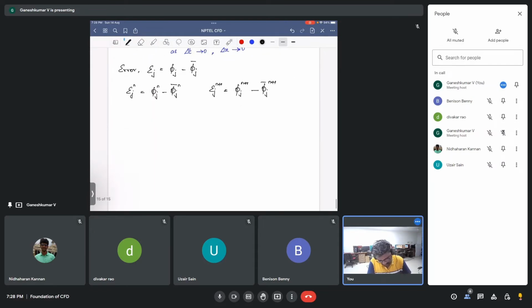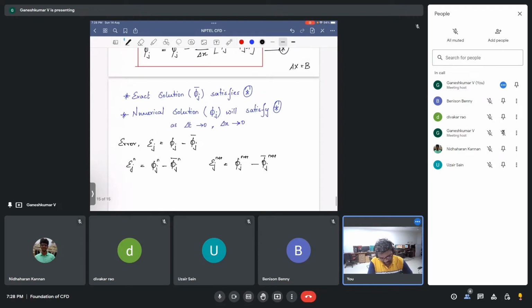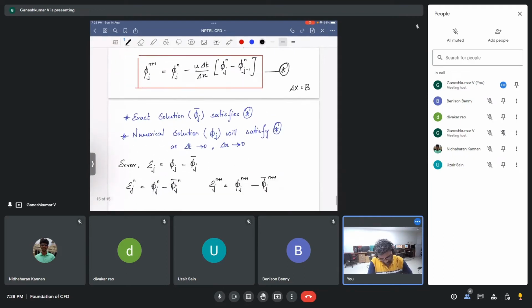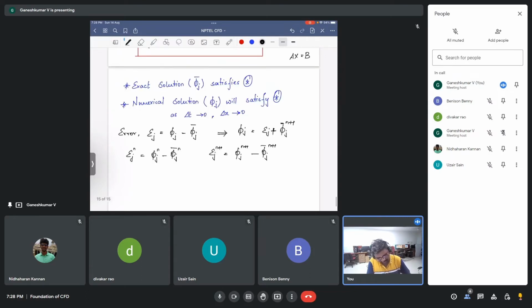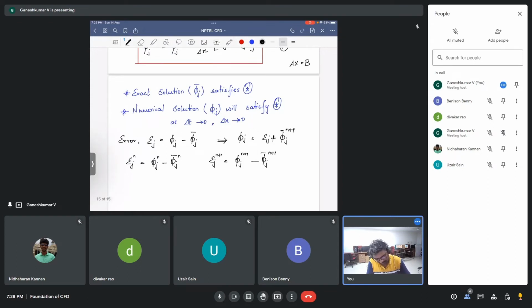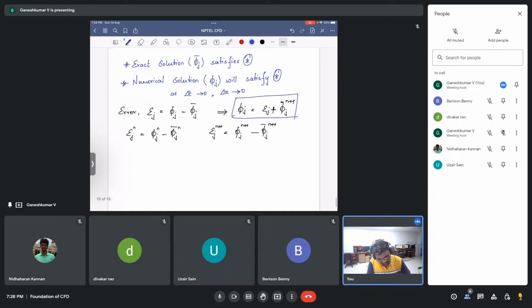What we need to understand is how the error progresses. So we can write phi j as epsilon j plus phi j bar at n plus 1, and we will substitute this term in our star equation.